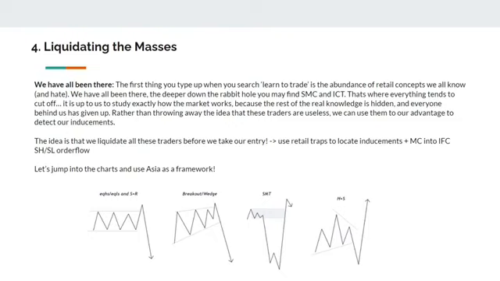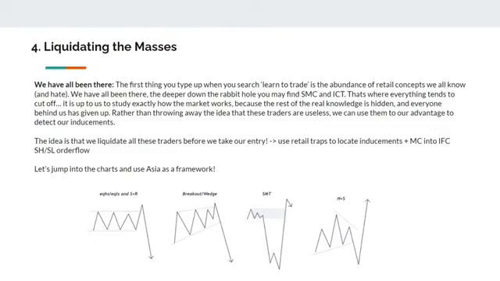Alright, we've all been there, right? So the first thing you type up when you search learn to trade, which we've all been in that place in the past, is the abundance of retail concepts we all know and hate. You might not hate it. Look, you can be profitable off retail strategies if you have your risk management right. Please don't do that, but you can, right? So I should have put hate there, but it's alright.